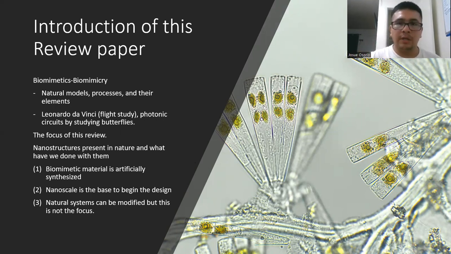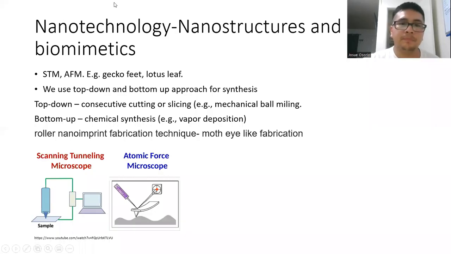Or we can also start from a very big scale and then just cut it, chop it, slice it, and then get to nanoscale. And that can be done with some of our instruments. Natural systems can be modified, but this is not the focus of this paper, okay?